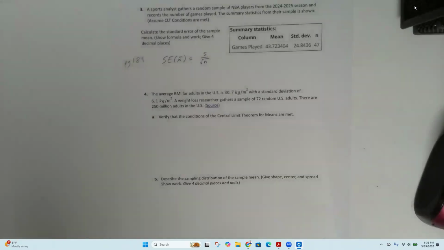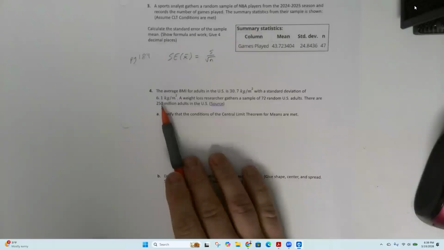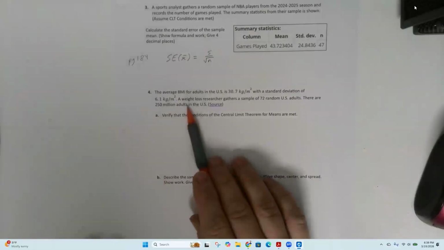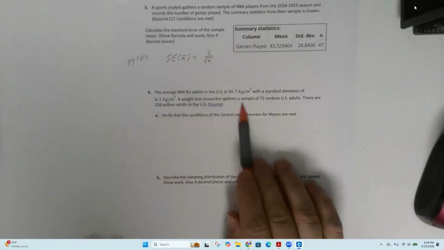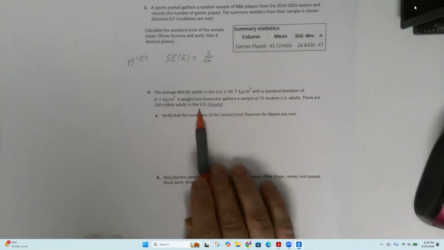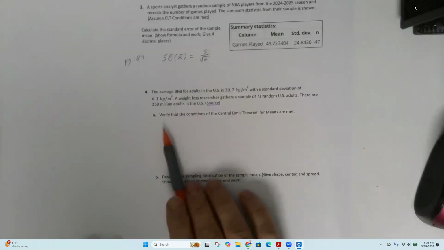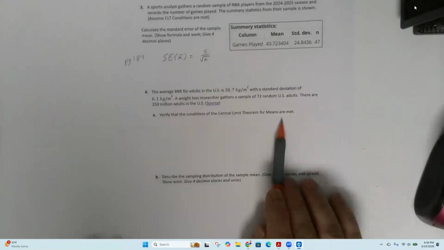All right, moving on. Question number 4. The average BMI for adults in the US is this. Standard deviation is this. A weight loss researcher gathers a sample of 72 random US adults, out of 250 million adults in the US. Okay. Verify the conditions of the central limit theorem for means are met.